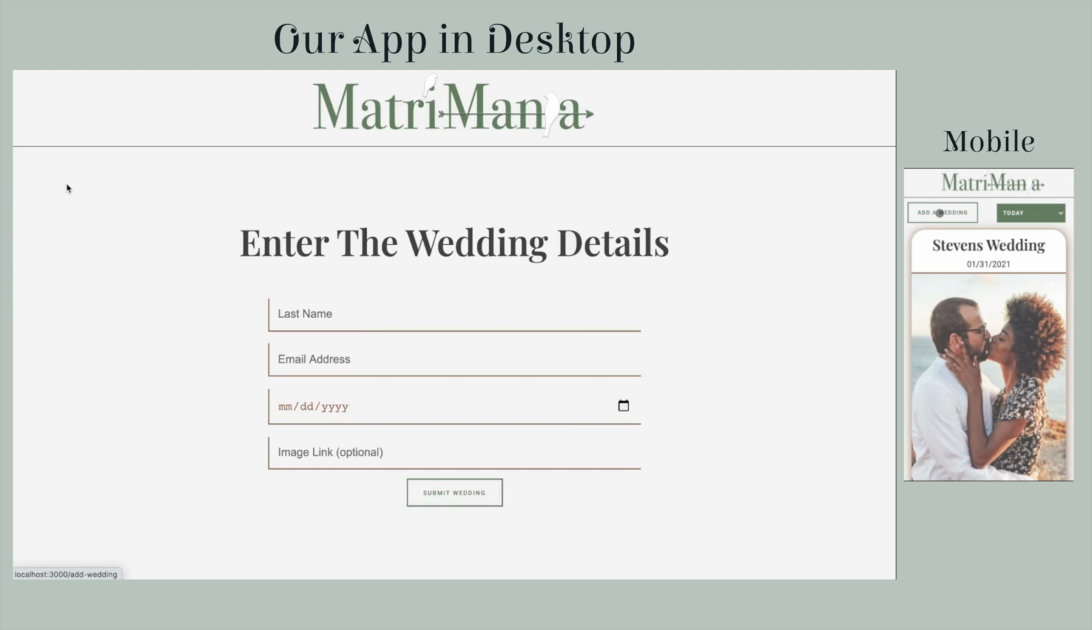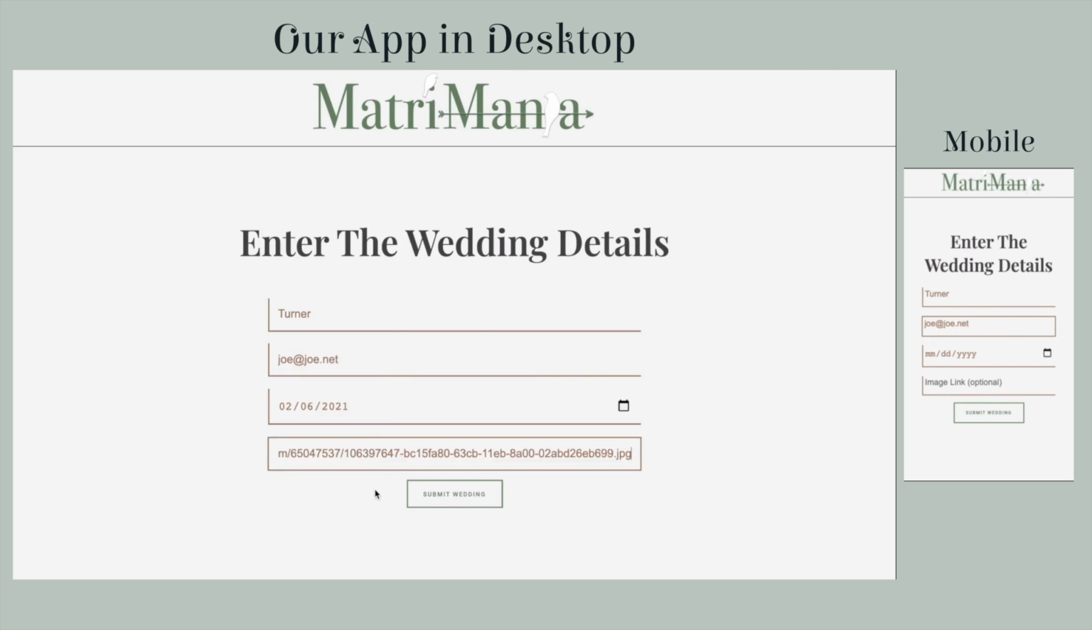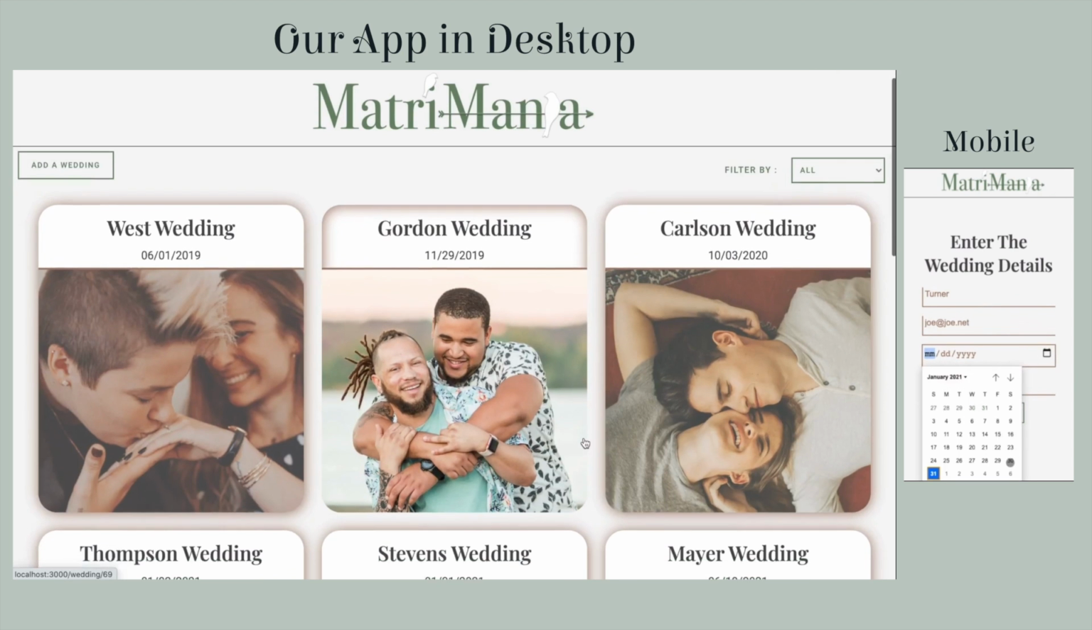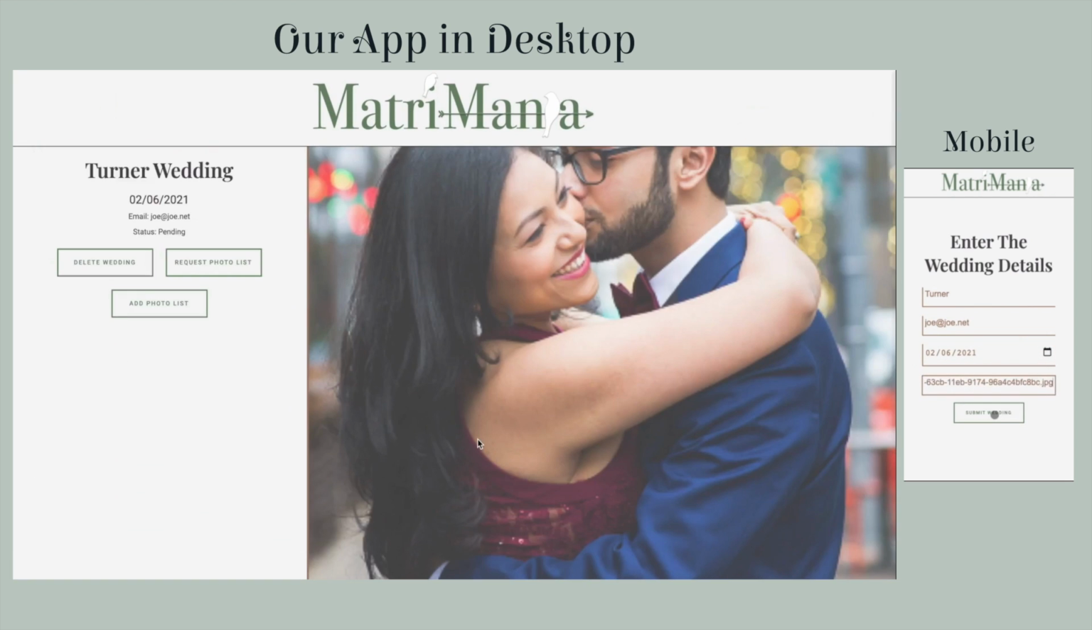A vendor can schedule a new photo shoot by clicking the button on the top left corner and filling out the form. When they fill out the required information and hit submit, their list of weddings will update when they return to the home page.